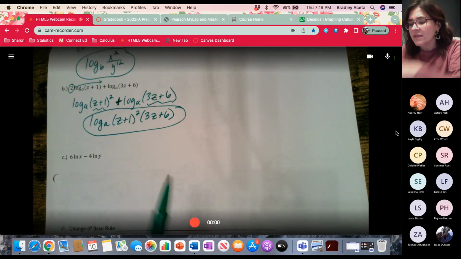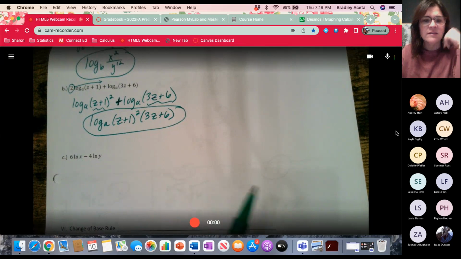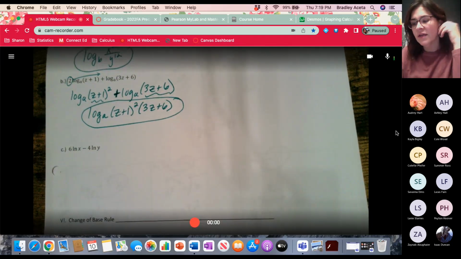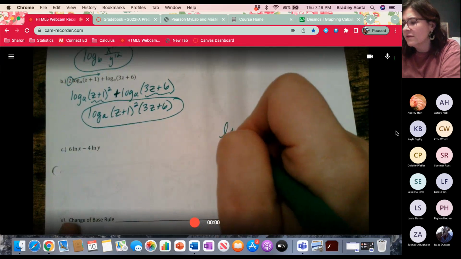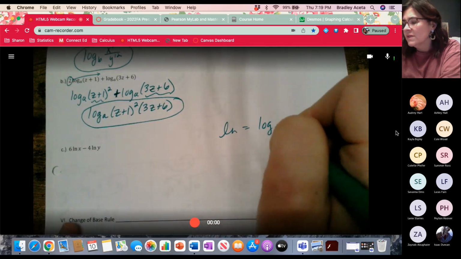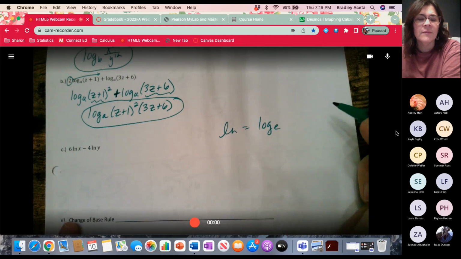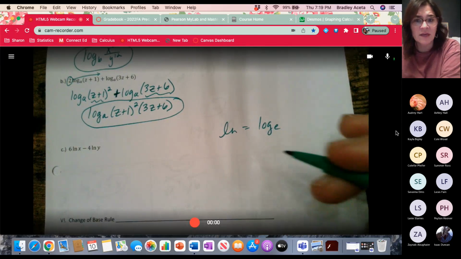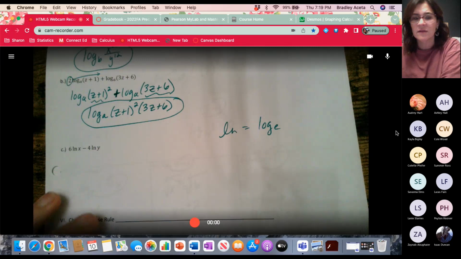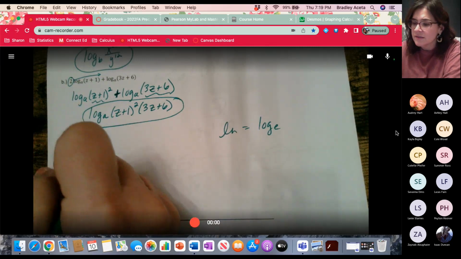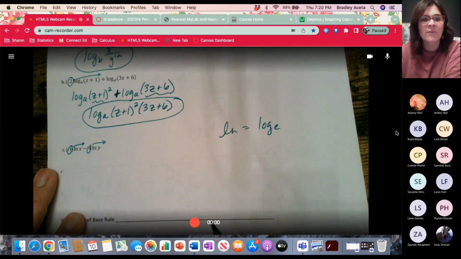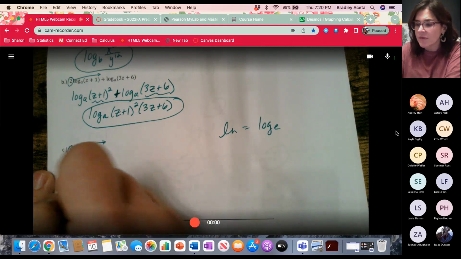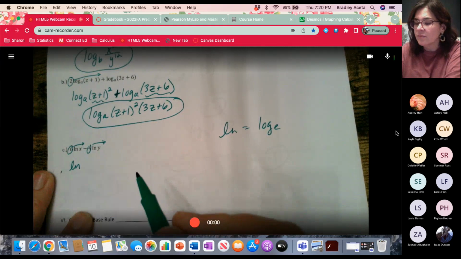All right, last but not least, 6 ln x minus 4 ln y. Now again, ln is really just log base e. Just don't forget that. ln is really a log base e, okay? So we can do the same properties to ln's that we do to logs. So this 6 is going to become a power. This 4 is going to become the power. But we're going to keep the ln. That's going to be our log.